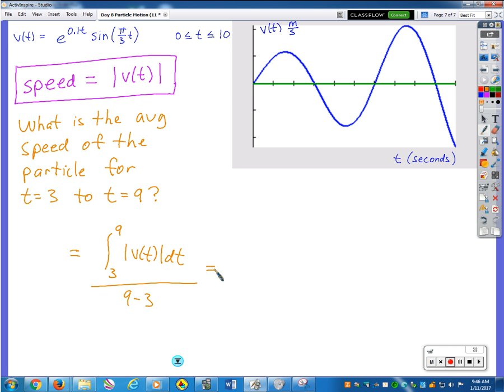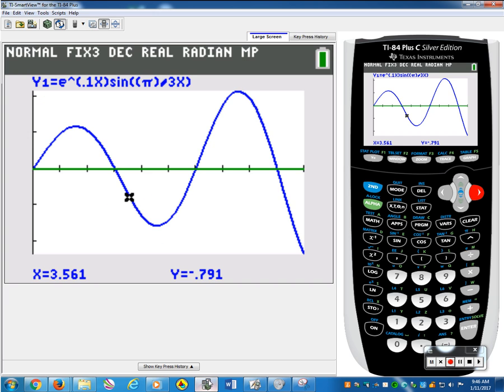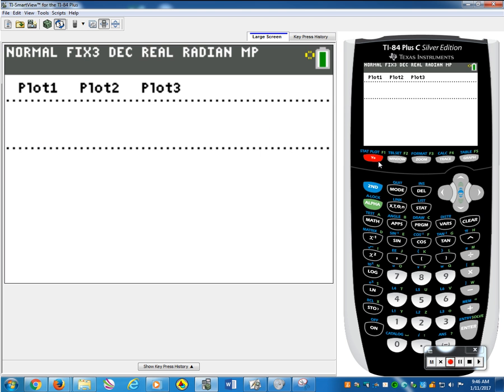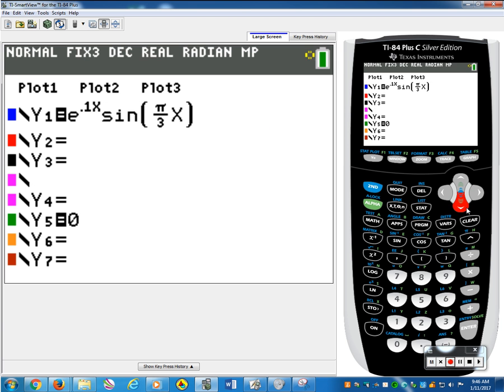So would we do anything different since we're talking about the speed and not the velocity when the graph dips below the x-axis and is negative? Great question. Here's how that gets fixed, Landon. Everyone do this, please. Go back to your calculator, get y equal, and in y2, we're going to graph the speed. So y1 is the velocity, and y2 we're going to graph the speed.